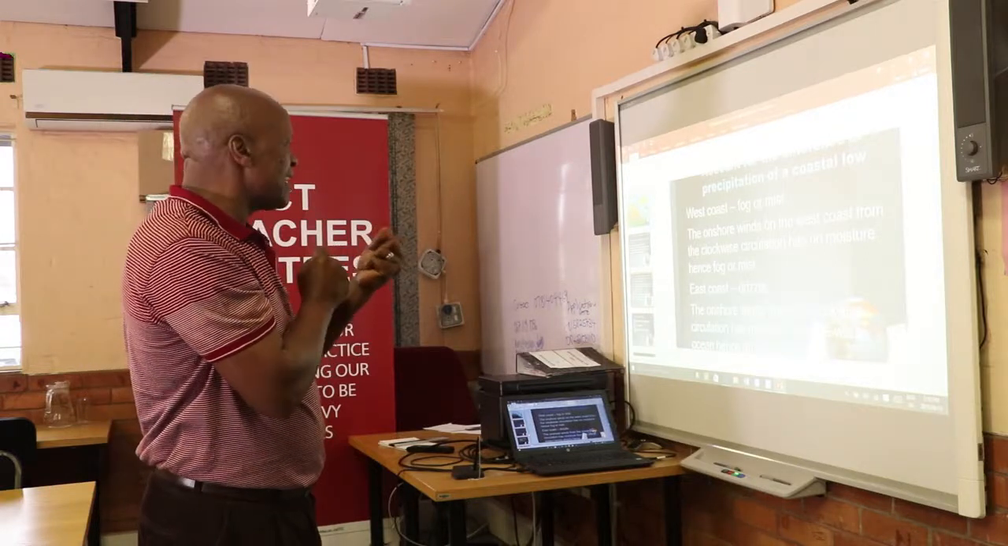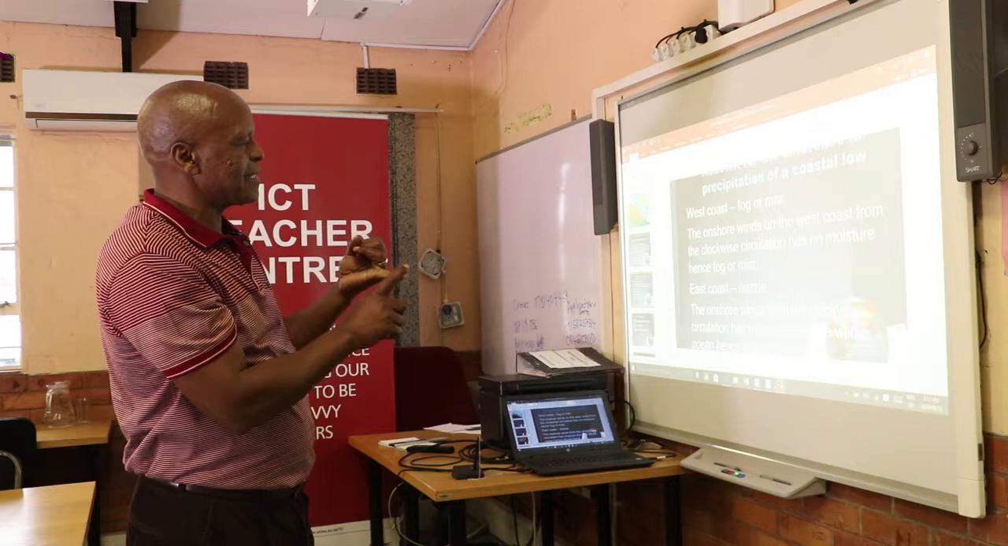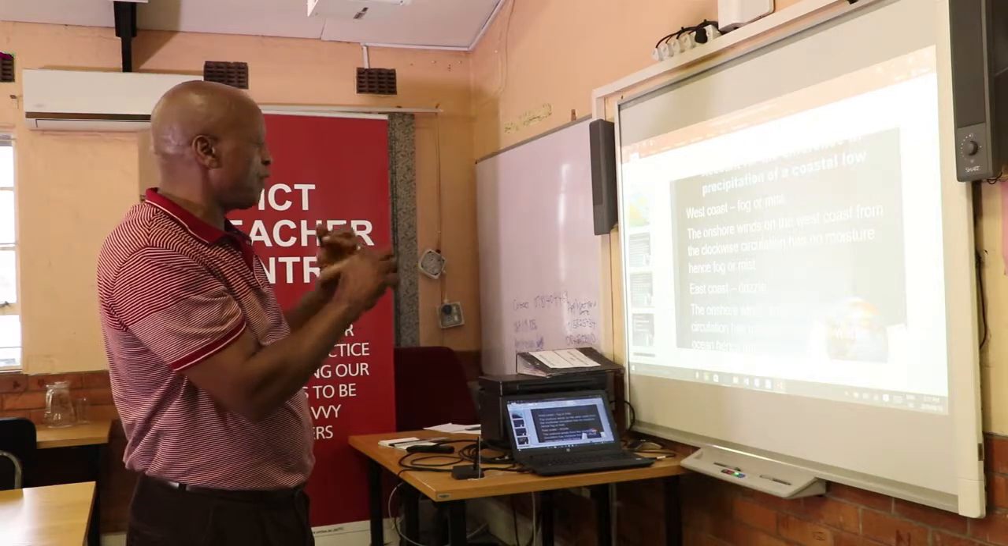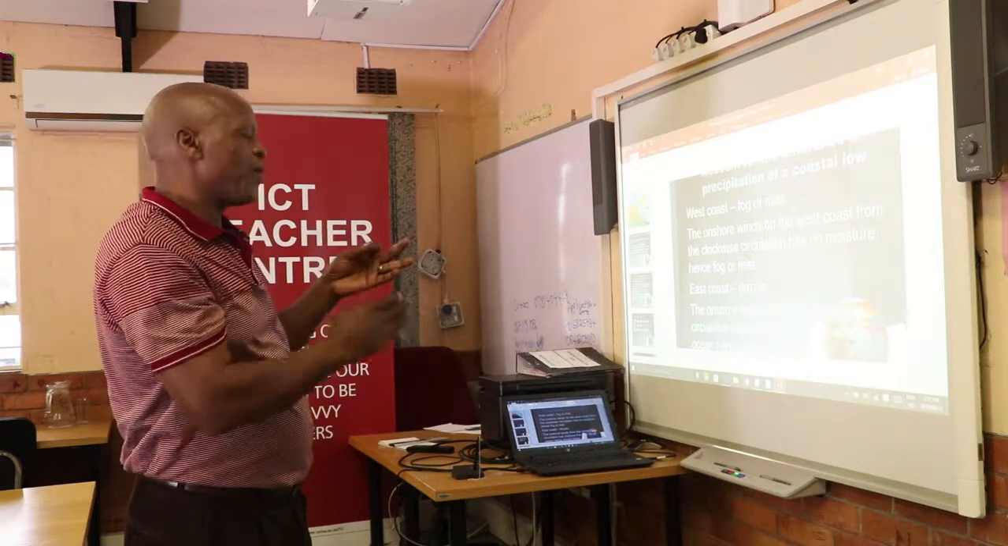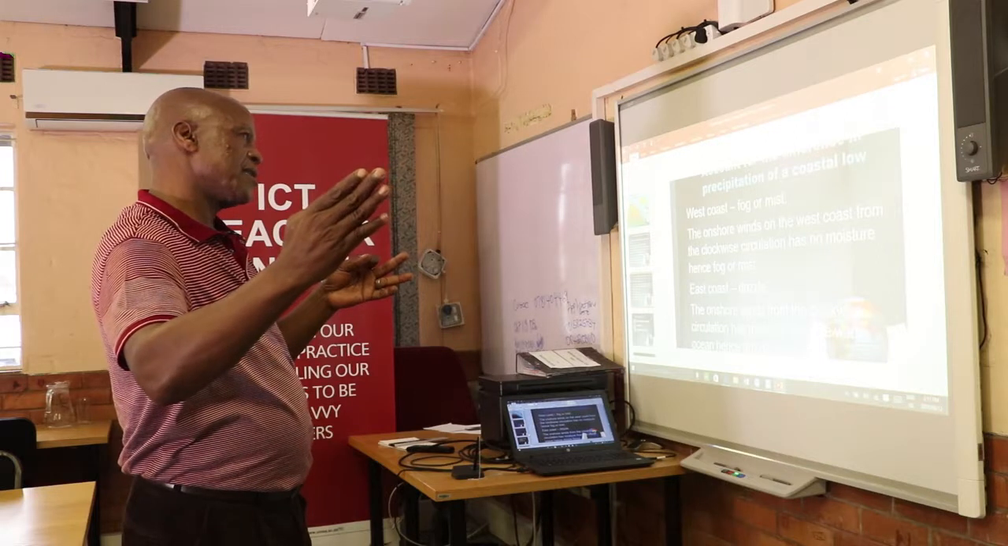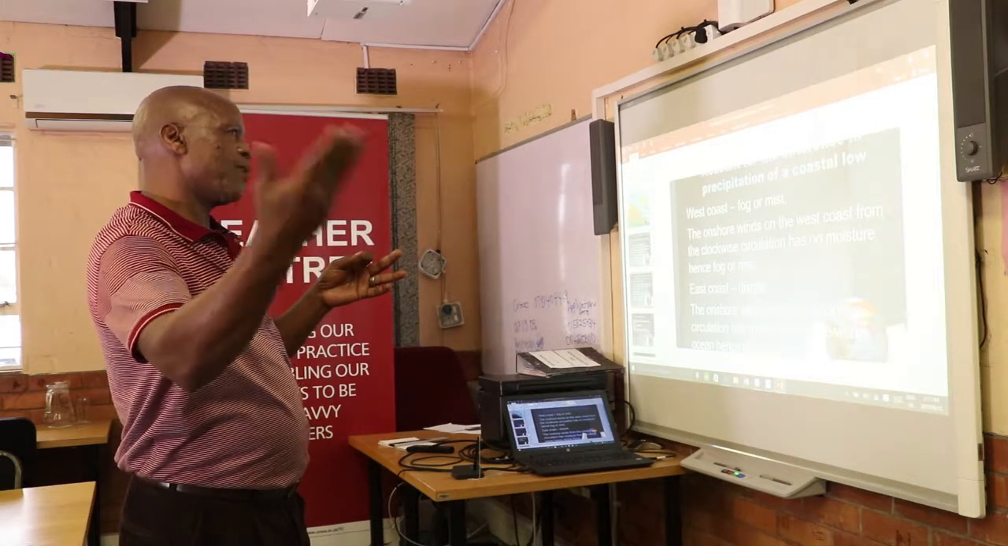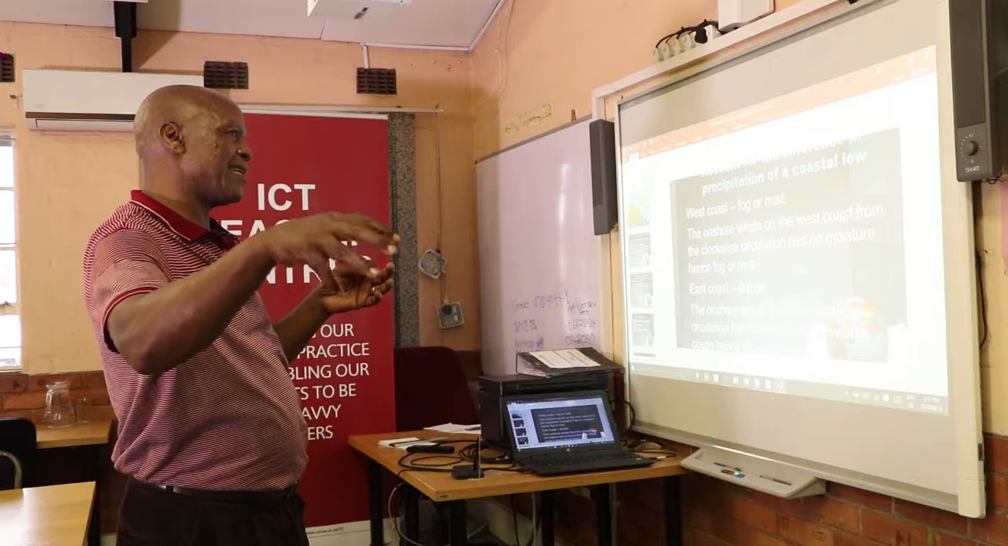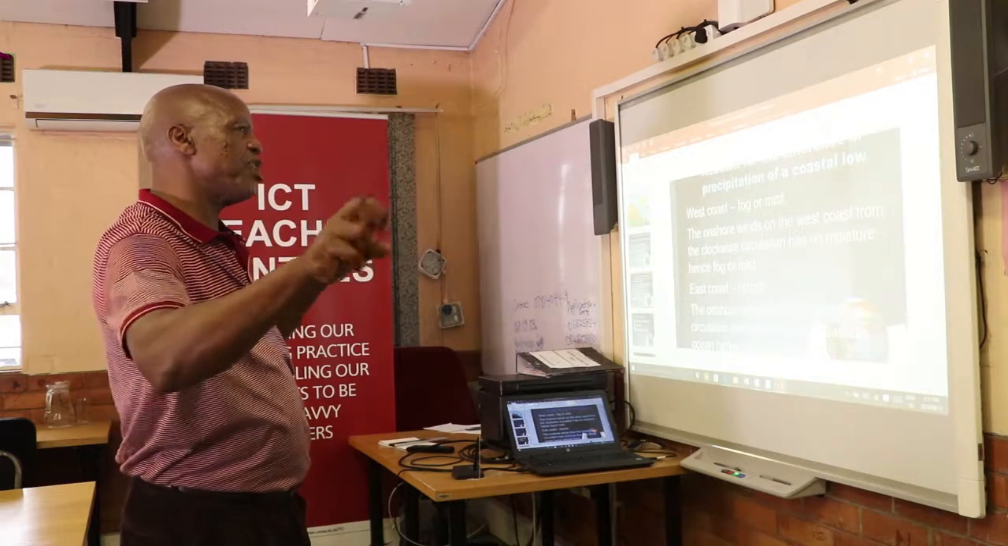only see that you've got the coastal low when you've got drizzle or fog. When you've got fog or mist. But when it's on the east coast, you will recognize it by having the what? The drizzle. Why different precipitation?